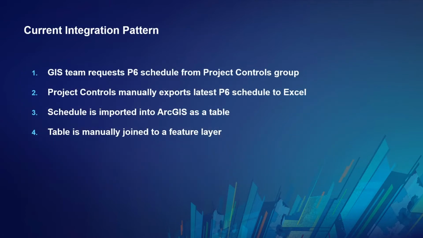Now, a few users are already doing something like this. A current pattern here on the screen isn't complex, but it's time-consuming and cumbersome. Typically, the GIS team requests a project schedule from the scheduler, the project controls team. So the project controls team needs to manually export the schedule into Excel or a CSV. That schedule will be imported by the GIS analyst into ArcGIS as a table. It would then have to be merged with a feature layer and shared. Then that whole process would need to be repeated every day, every week, every couple of weeks, however often you need to see the new schedule.